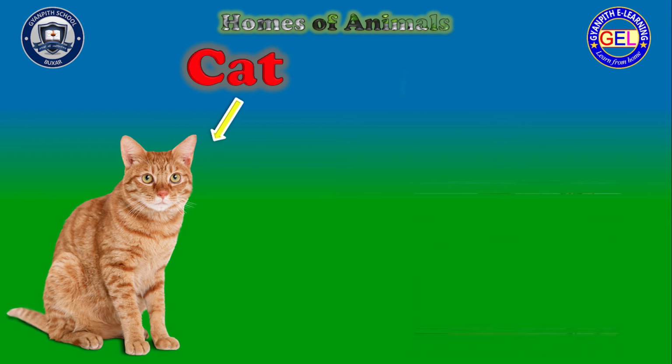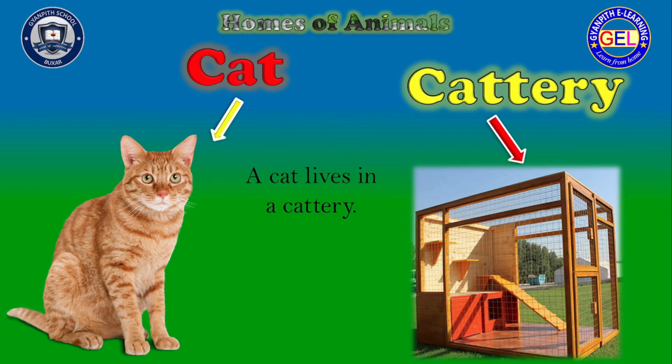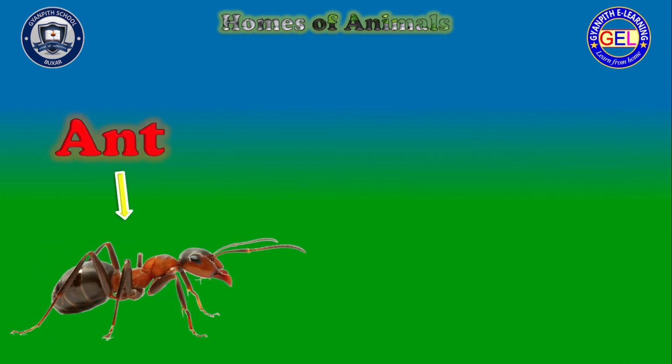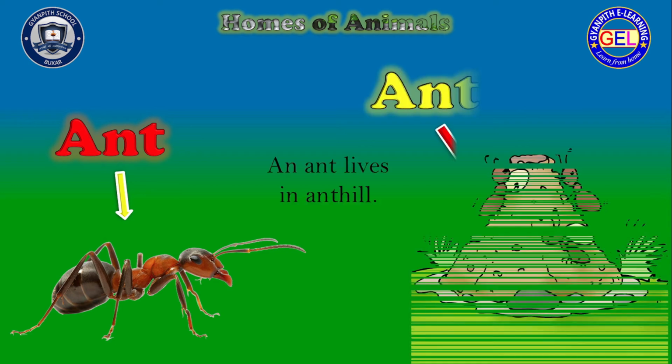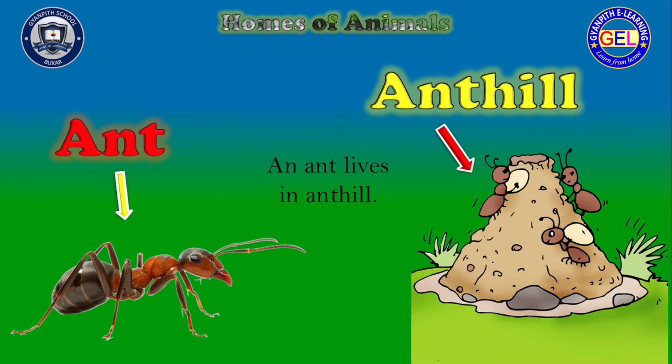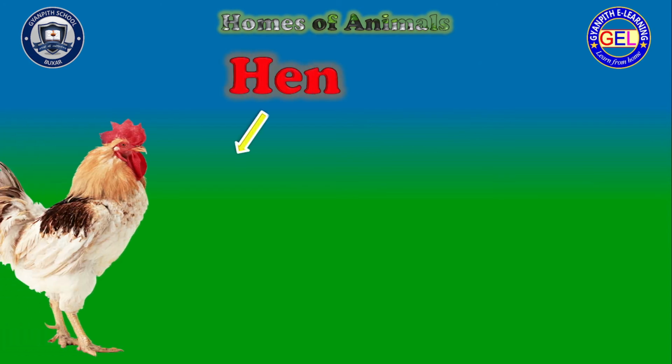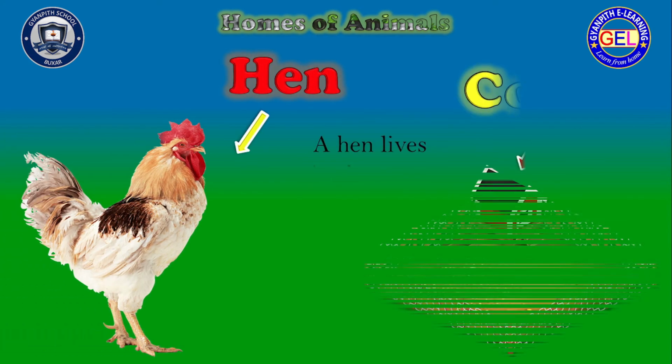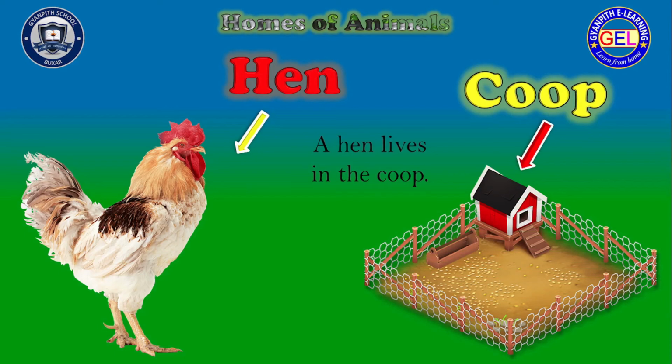Cat. Cat tree. A cat lives in a cat tree. Ant. Anthill. An ant lives in an anthill. Hen. Coop. A hen lives in the coop.